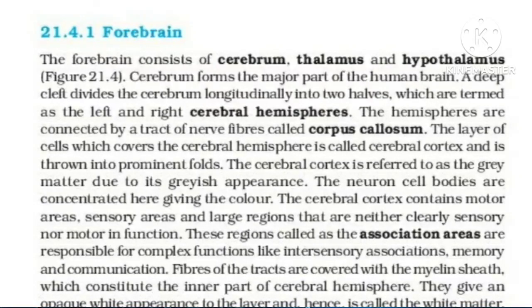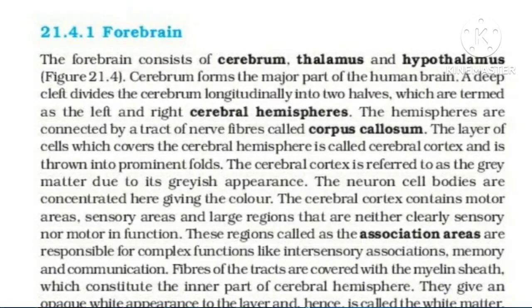The layer of cells which covers the cerebral hemisphere is called cerebral cortex and is thrown into prominent folds. The cerebral cortex is referred to as the gray matter due to its grayish appearance. The neuron cell bodies are concentrated here, giving the color. The cerebral cortex contains motor areas, sensory areas, and large regions that are neither clearly sensory nor motor in function. These regions are called the association areas, and are responsible for complex functions like intersensory association, memory, and communication.